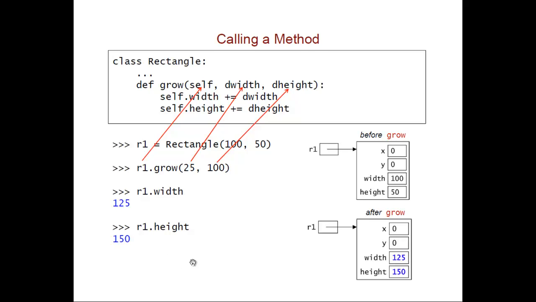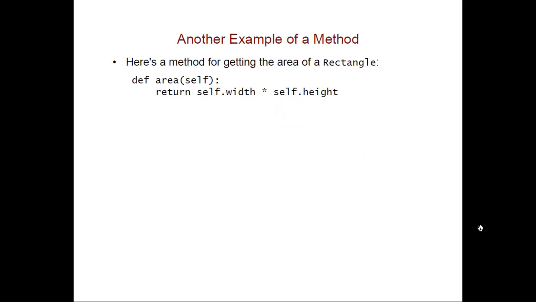Another method you might want to have is one for computing the area of a rectangle. So here's what that method definition looks like. It only needs the input for the self. It doesn't need any other inputs. And it's just going to return the result of multiplying self.width by self.height.